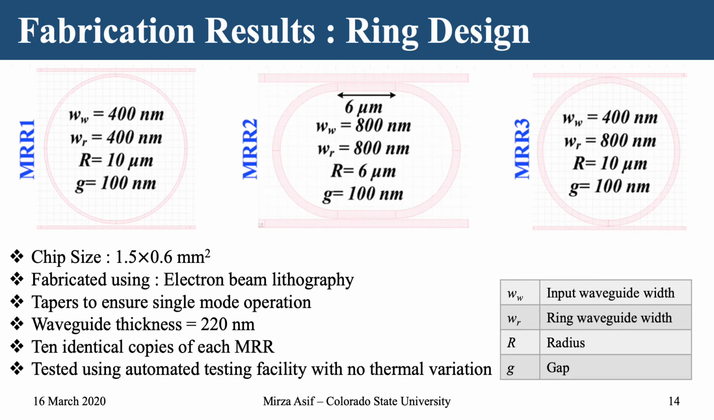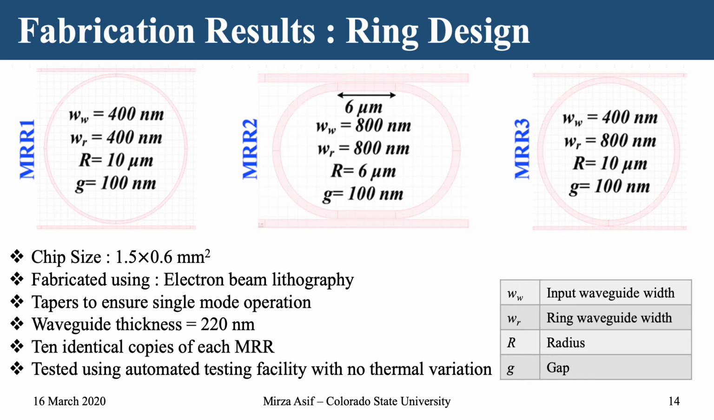When we fabricate our rings, these are the fabrication results which we see. We have three different rings. The first one is microring 1, which has input and ring waveguide width of 400 nanometers each. The radius is 10 microns. The gap between the input and the ring waveguide is 100 nanometers. The second microring resonator is a racetrack resonator, shaped in the form of a racetrack, with input and ring waveguide width of 800 nanometers. The radius is 6 microns, and the gap between input and ring waveguide is 100 nanometers.